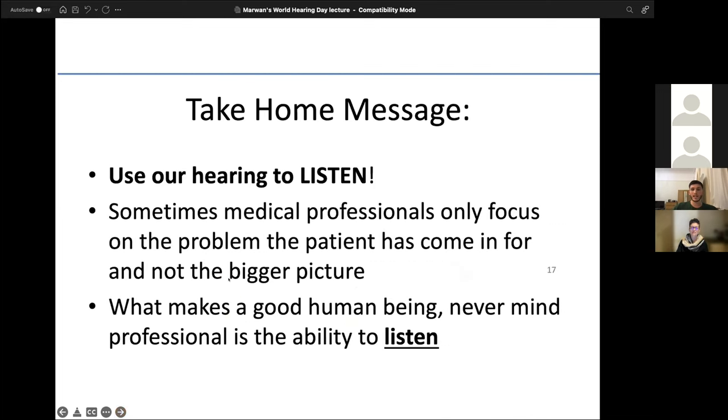So the take-home message from me is, first of all, that hopefully I've highlighted how important hearing is. It has physical, social, cognitive, economic, and emotional consequences, and hopefully that message has been conveyed. It is important for us to use our hearing to listen and ensure that we incorporate the patient-centeredness that we are constantly being taught in medical school. Following the patient narrative is an essential process to this.